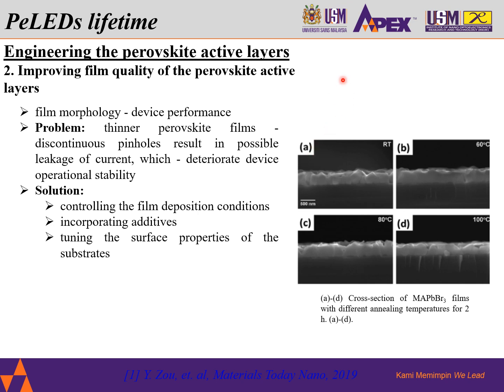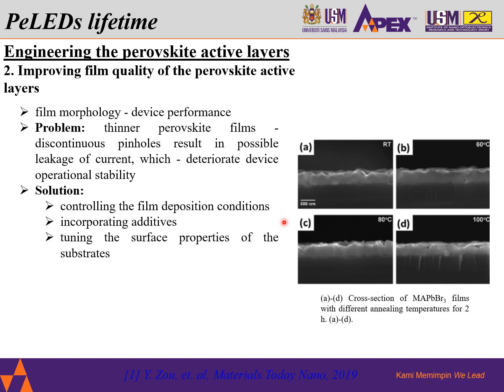The second one is to improve the film quality of the perovskite active layers. So the film morphology of the active layers plays a critical role in the final device performance. With much thinner perovskite films, any discontinuous pinholes would result in possible leakage of current, which may deteriorate the device operational stability. Strategies such as controlling the film deposition conditions, incorporating additives, and tuning the surface properties of the substrate.